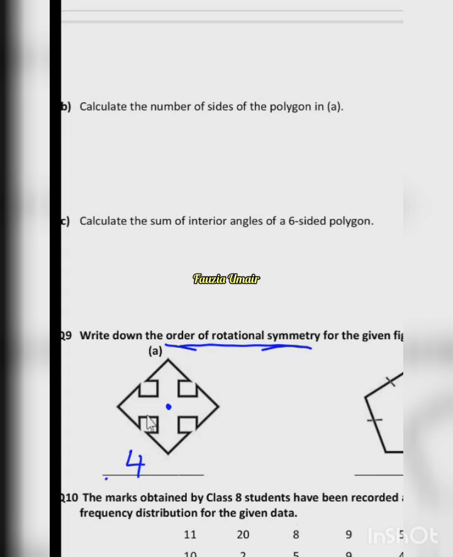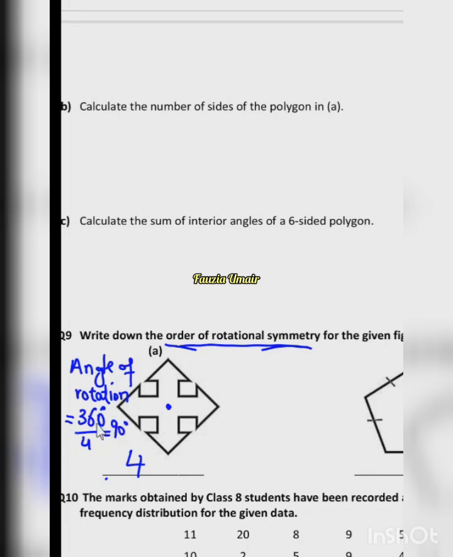And if I need to tell the angle of rotation, what will it be? How can I find out? It's not asked right now, but I am giving you some extra information. If this is also asked, this would be the center of rotation. Can you see the dot in the middle? And the angle of rotation we calculate by dividing 360 by this number. 360 divided by 4, the angle of rotation is 90 degrees.